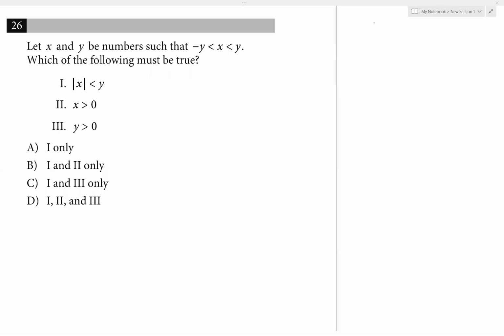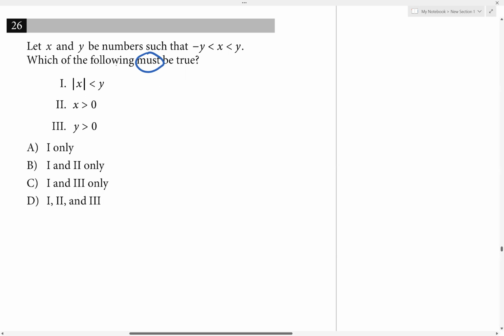All right, question 26. Let x and y be numbers such that negative y is less than x less than y. Which of the following must be true? Okay, so I have these three statements. And then it's a Roman numeral question. Okay, and the question says which one must be true.